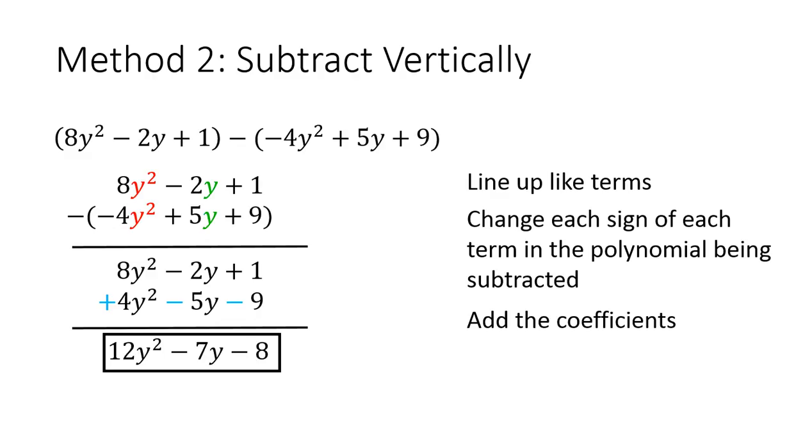And then from there, I'm just going to add the coefficients. So 8 plus 4, that gives us 12y squared. Negative 2 minus 5 gives us negative 7y. And then 1 minus 9 gives us negative 8. So that is our answer.